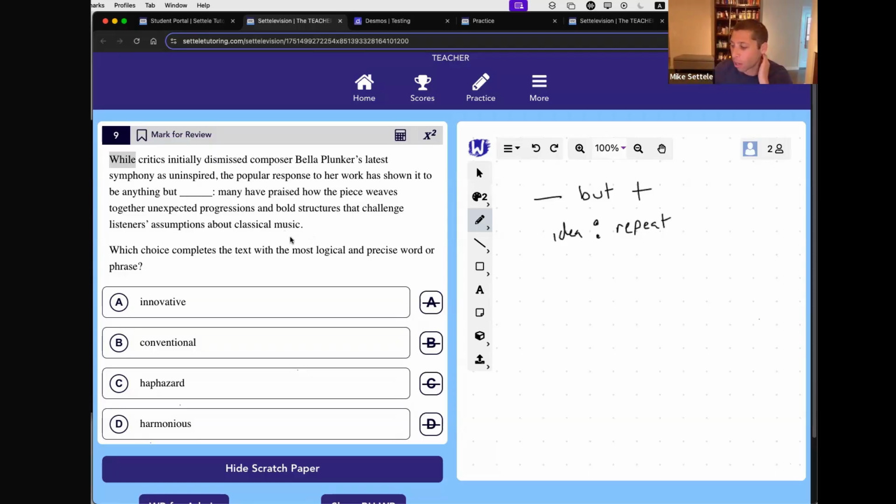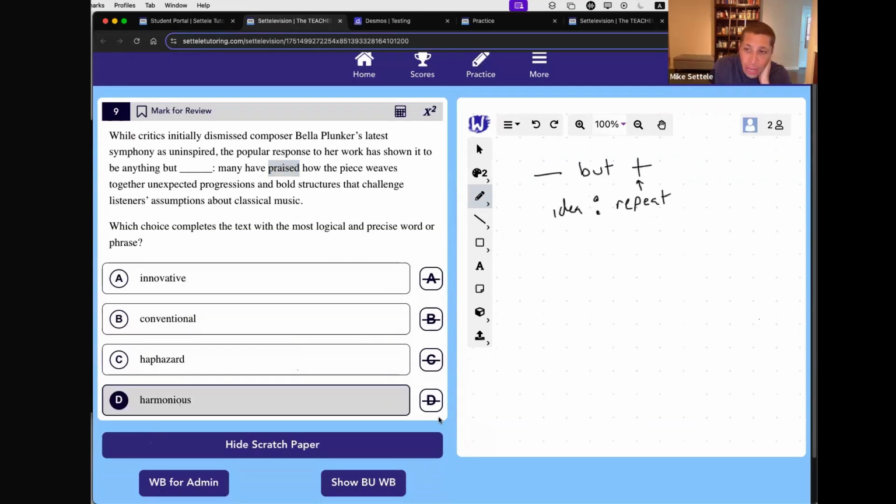Just look at what's going on in the next part of the sentence and see what you've got. "So many have praised how the piece weaves together unexpected progressions and bold structures that challenge listeners' assumptions about classical music." So it does seem that this positive idea is coming up. So that seems like we should eliminate the negative words. So if we go through the choices, we've got A, B, C, D.